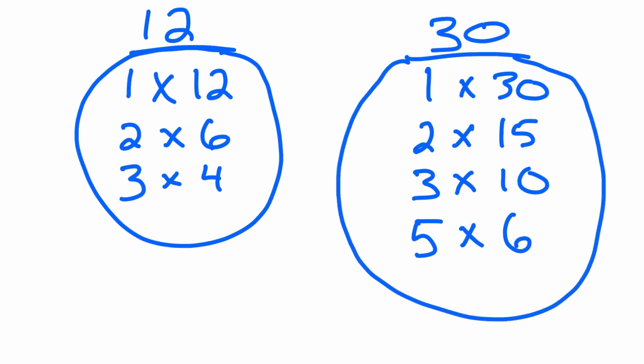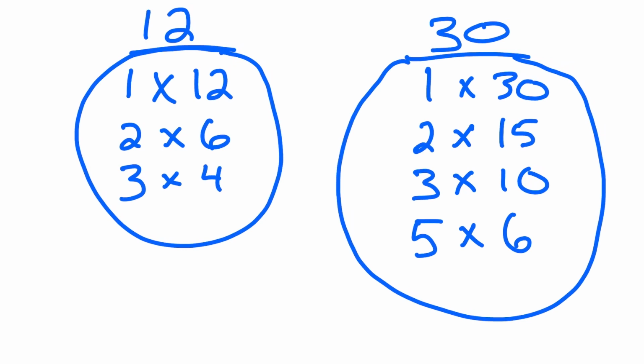So 30 has 8 factors: 1, 2, 3, 5, 6, 10, 15, and 30. So what we're going to do is look at both sets of these factors and see which is the biggest one they have in common.